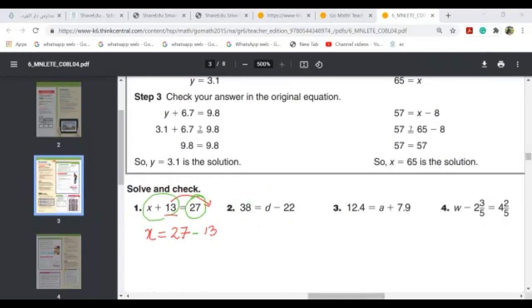At least a little bit you understood now? Yeah. I get it, Malak, I get 14 as my answer.